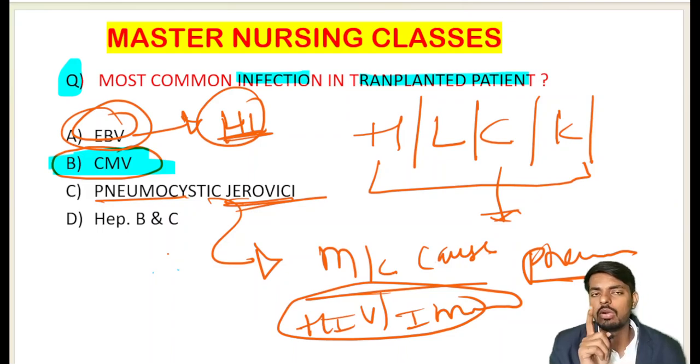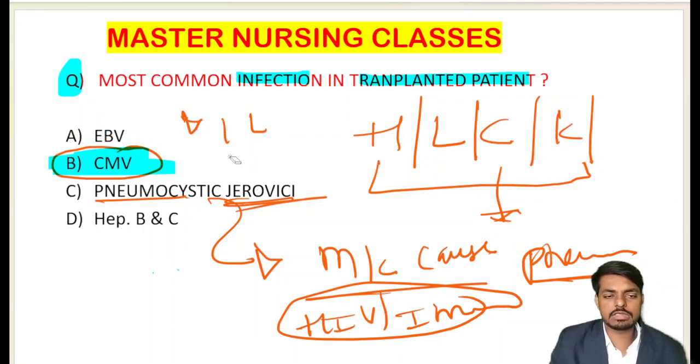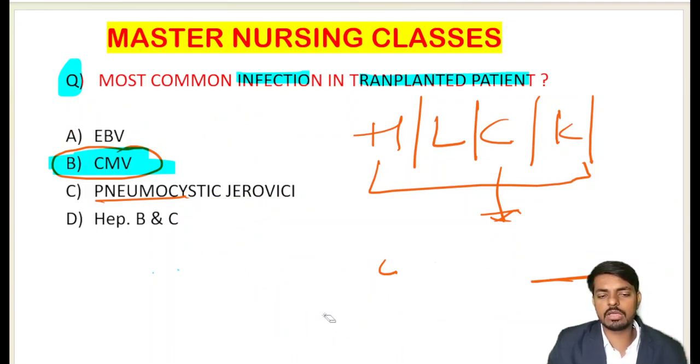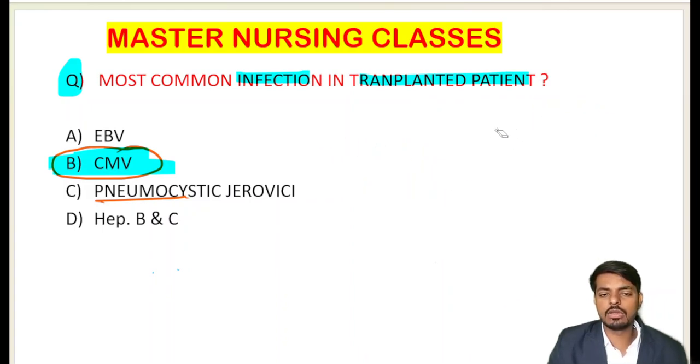Very importantly, hope the concept for the day is very clear. So the answer for this question is option B, that is cytomegalovirus. And don't forget Pneumocystis jirovecii or Pneumocystis carinii, the most common infection causing pneumonia in the immunocompromised state. Hope the concept is very clear for today's session.